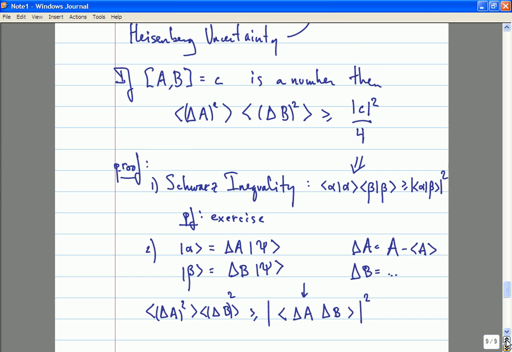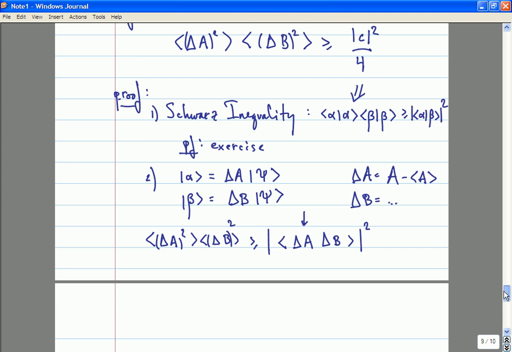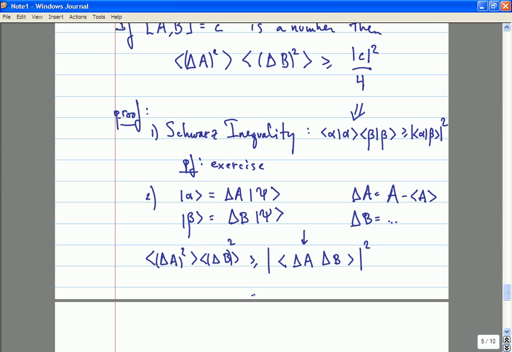And what is that? Well, the product of any two operators, delta A and delta B, can always be written as the sum of 1/2 times their commutator and 1/2 times their anti-commutator. Okay. So that is 1/2 times the expectation value of their commutator and 1/2 times their anti-commutator.